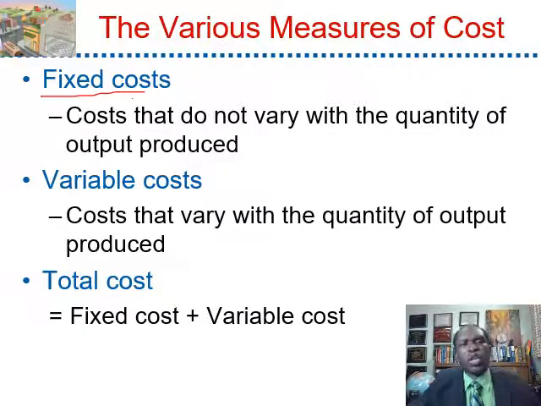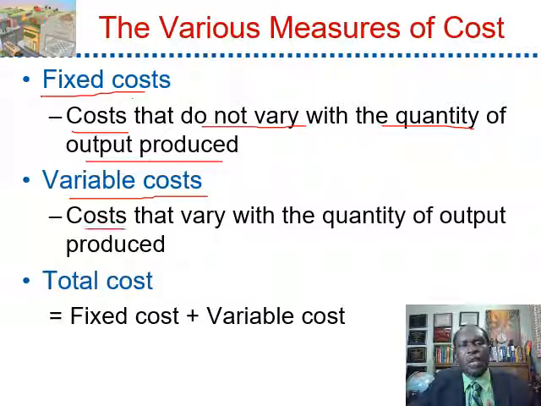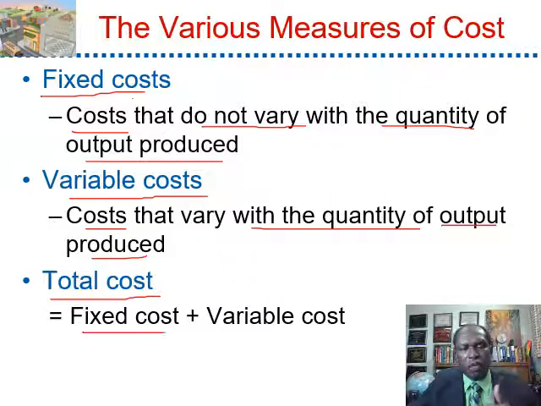So the fixed cost is the cost that does not vary with the quantity of output produced. One example of fixed cost is the machinery. The cost of machinery does not change in the short run. Variable costs, on the other hand, are costs that vary with the quantity of output produced. One example of variable cost would be labor. So as you hire more workers, the variable cost will increase. The total cost is the total fixed cost plus the total variable cost.